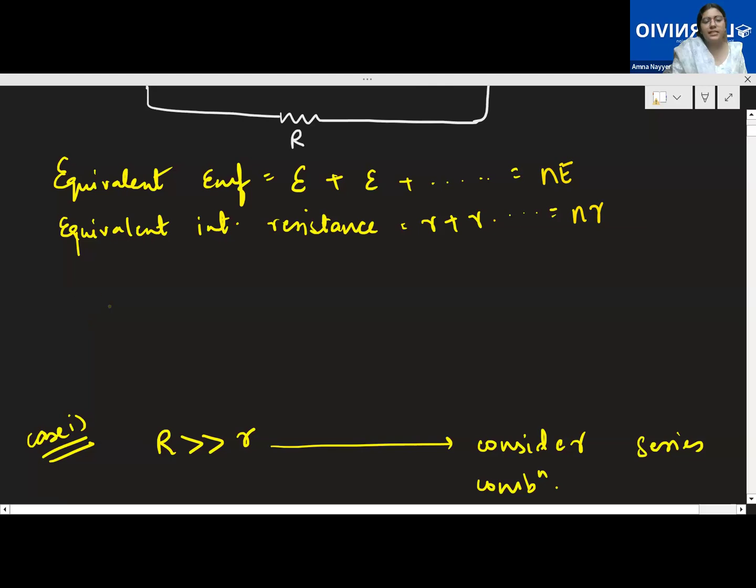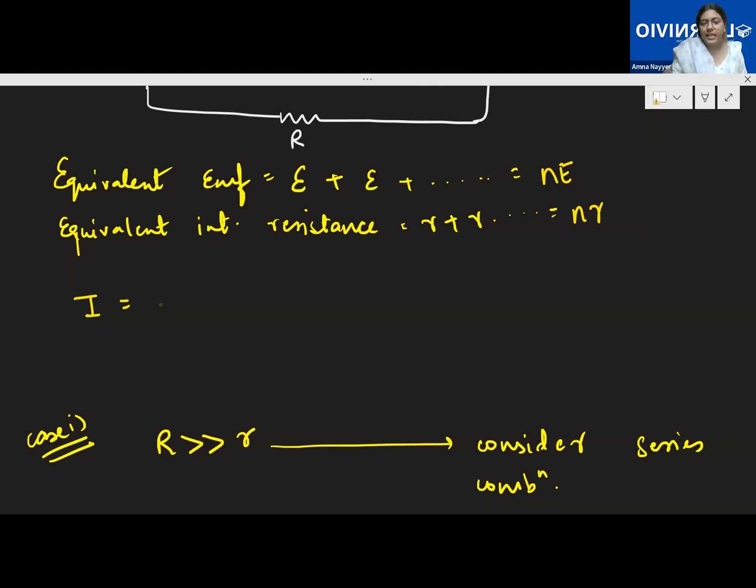Now the current is present. So see, what do we do? Current is EMF divided by total resistance, which is NE divided by the external resistor. Let's say this is R. Now class, one thing: when I say R, it doesn't mean only one single external resistor is connected.